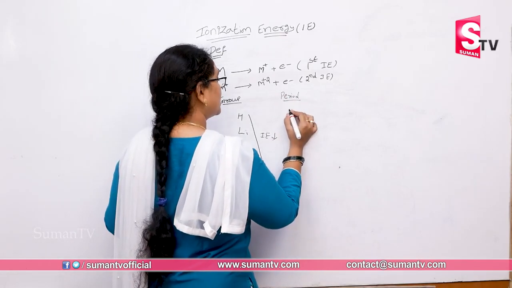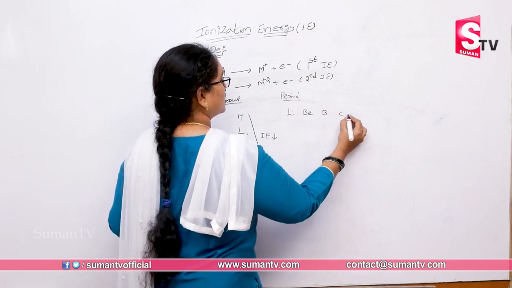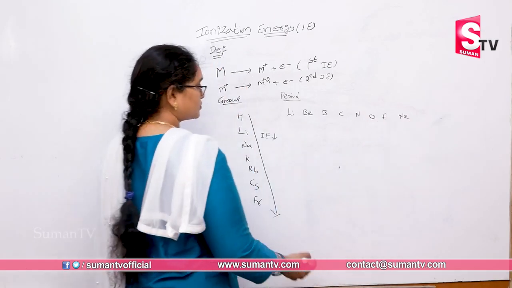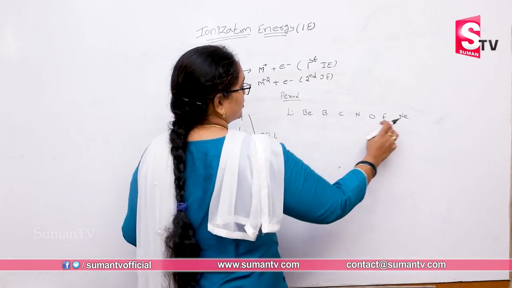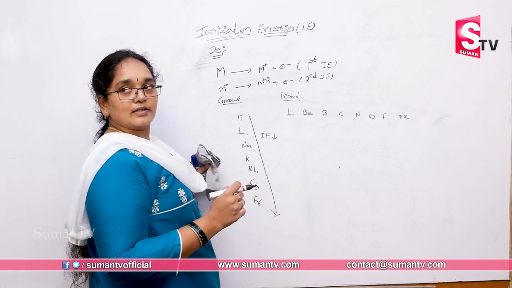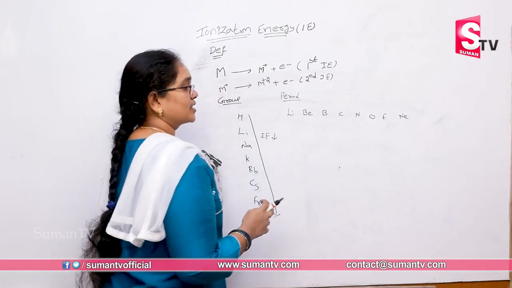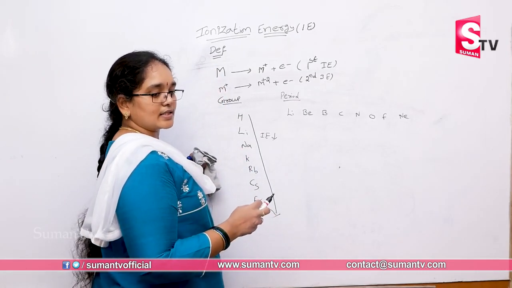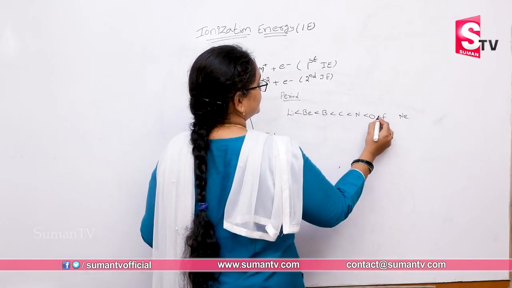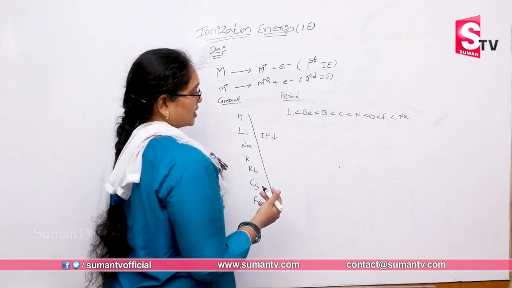Then when we come to the period, like the second period: lithium, beryllium, boron, carbon, nitrogen, oxygen, fluorine, neon. From left to right, atomic size decreases. Due to the decrease in size, ionization energy increases. This is the order of ionization energy, but here some exceptions are there.